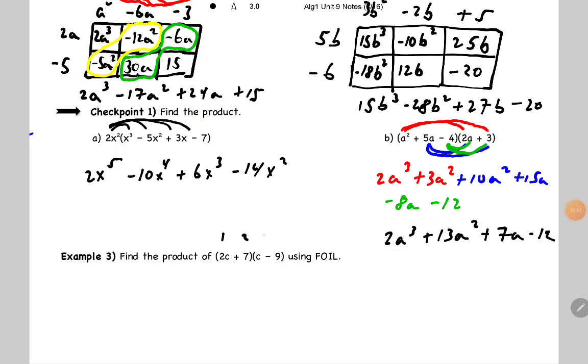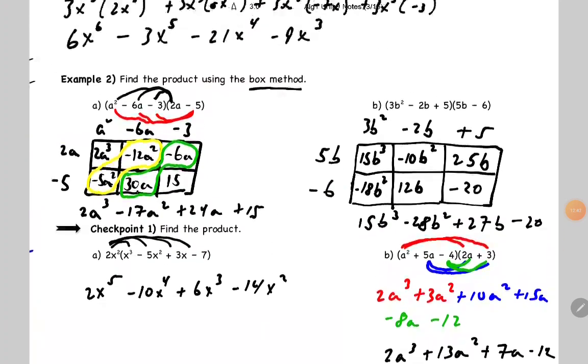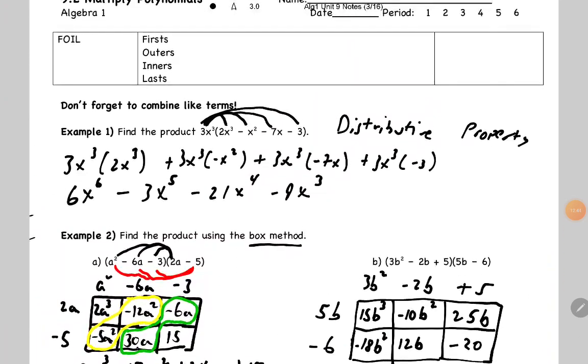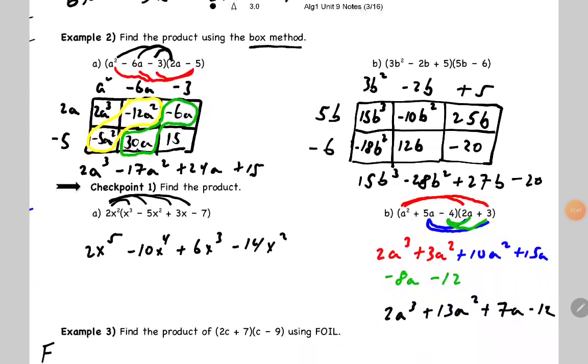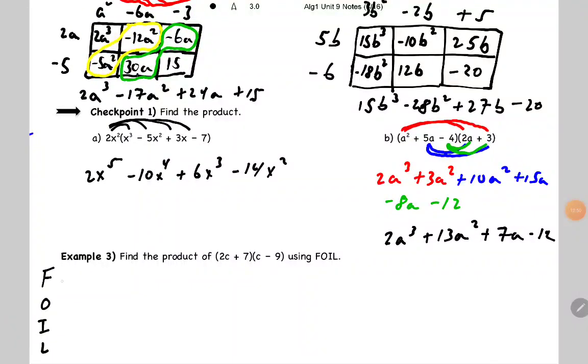So 1, 2, 1, 2. And then these are being multiplied together. And we're going to use FOIL. There's many ways to remember this. They say firsts, outers, inners, last. I like to say first, outside, inside, last. It's the same thing, and we'll show you how it's done.